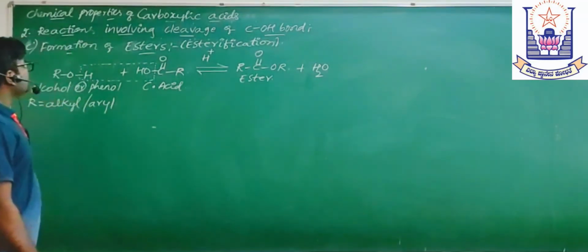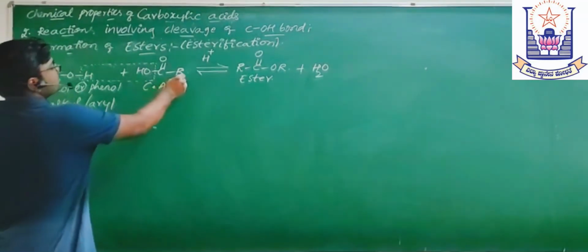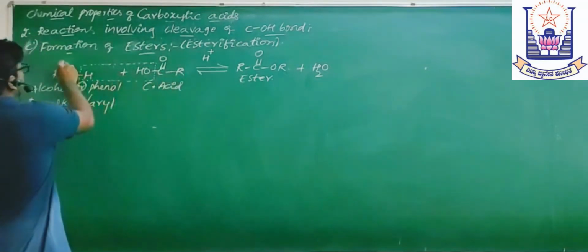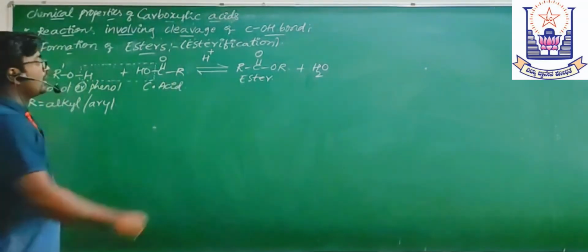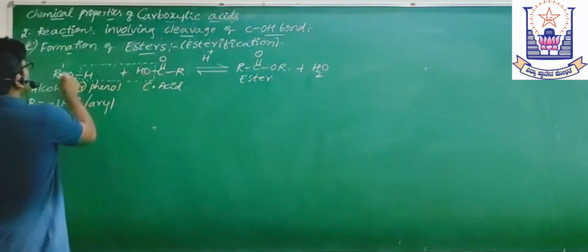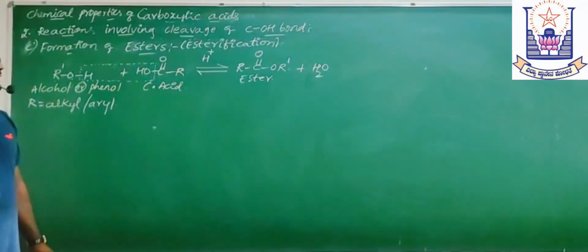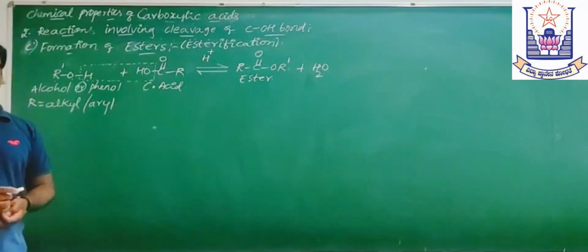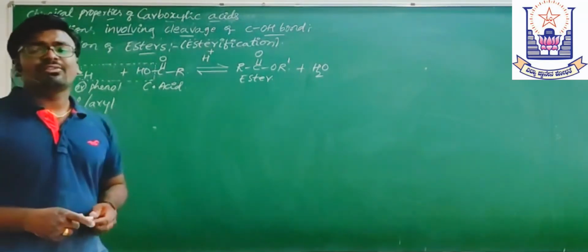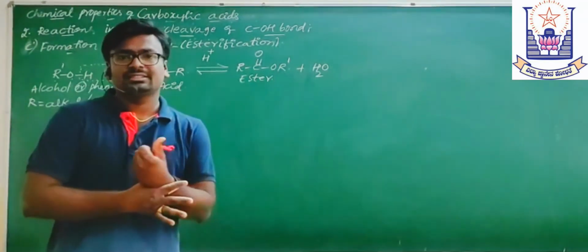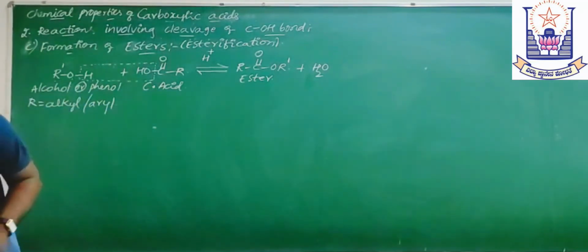Here, if suppose this is R and this is R dash, you will get RCOOR dash like this. Yes, this is about esterification. And the next one is formation of amides.